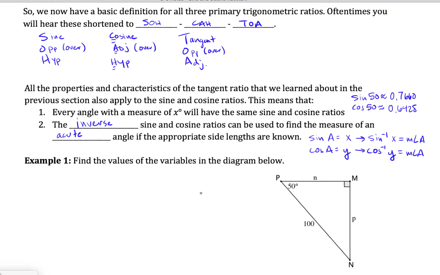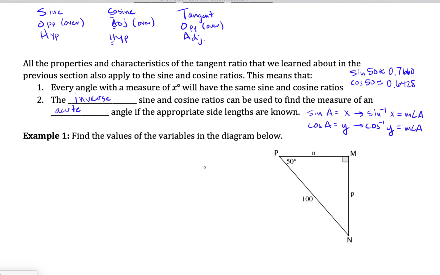So let's look at a quick example using this idea of SOHCAHTOA and inverse sine and cosine and so forth. We have to find the values of the variables in this diagram, and you can see we have an n that we need to find and we have a p. We know the length of the hypotenuse of this right triangle. It's 100, so I'm going to write down, just to remind myself, that's my hypotenuse. And we have the measure of angle P here as 50 degrees.